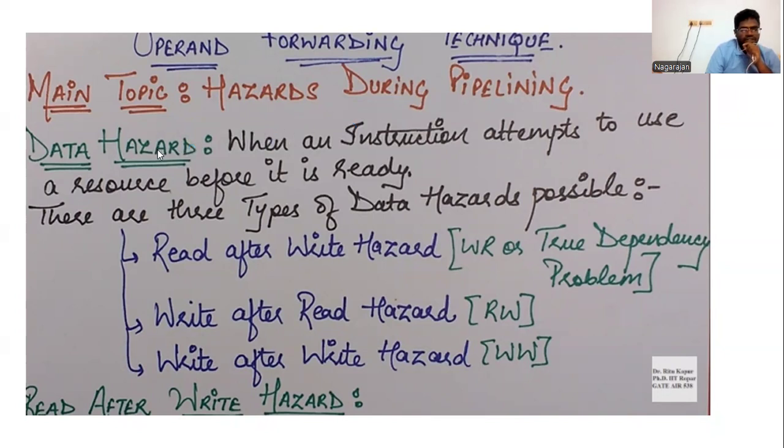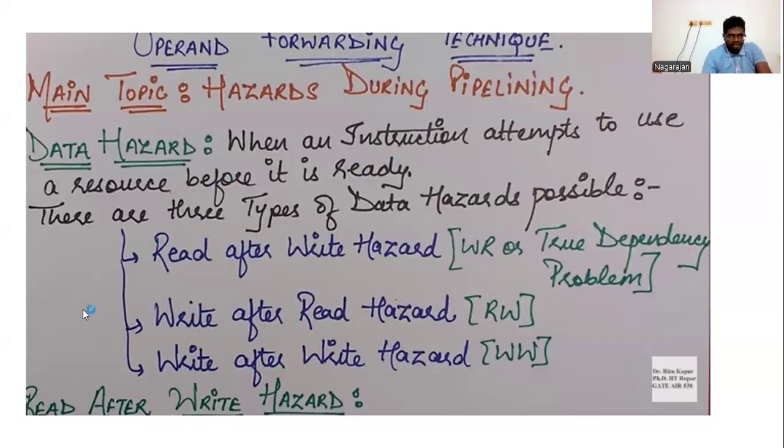So first of all, what is a data hazard? A data hazard happens when an instruction attempts to use a resource before it is ready. There are three types of data hazard: read after write hazard, write after read hazard, and write after write hazard. We are going to see two types of solution to resolve the data hazard.